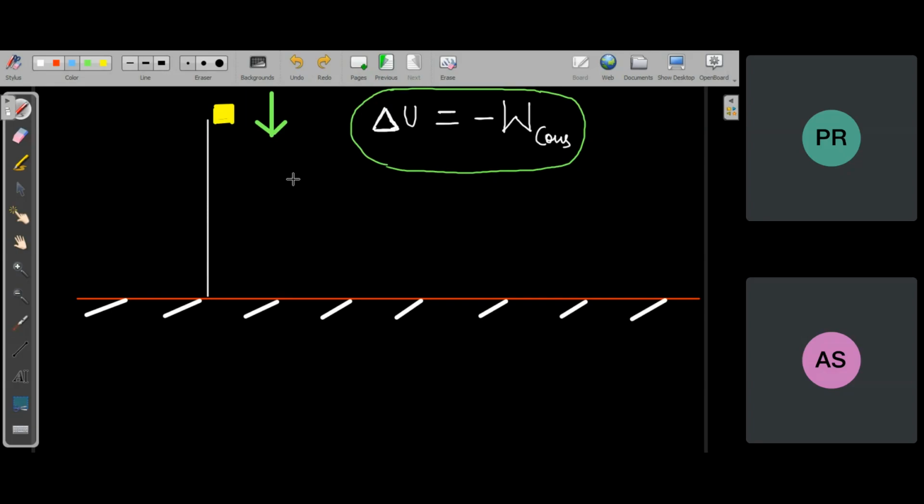Yes. Change in potential energy decreases. Change in potential energy is negative. Negative, yes, sir. It means that potential energy is decreasing.